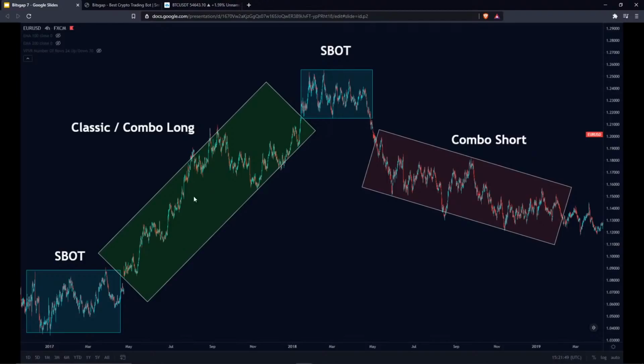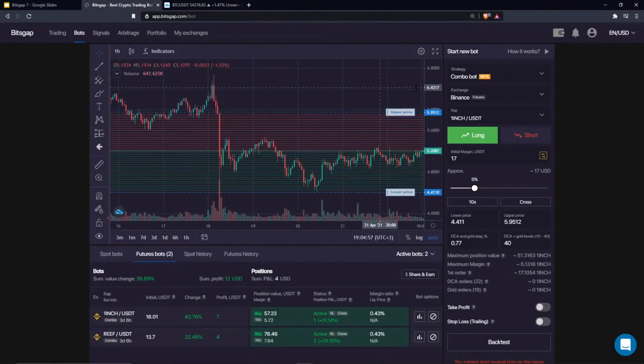When it comes to the rally, there are 2 optimal strategies. That's the classic bot for sure, because it just generates more returns on the market rally. And now we have a new bot, and on the rising market, another solution for you is to trade the combo long bot. And for the declining market, the best solution would be combo short, because now you see that there are 2 options to trade the combo bot.